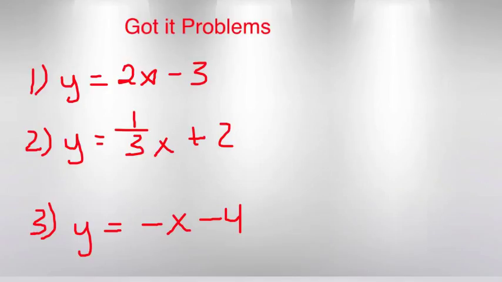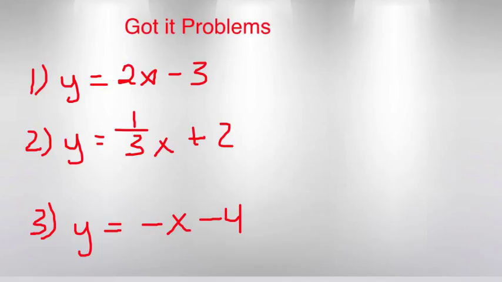Okay, here are your 3 got it problems. The first equation, y equals 2x minus 3, that's pretty easy. Just pick 3 values, positive, negative, and 0, that are close to 0 so you can have a small graph. Equation number 2 has a fraction, 1/3, so you're going to look for multiples of 3 in order to get rid of that fraction. So you could use 3 or 6, stay close to 0 again so that you can have a small manageable graph.